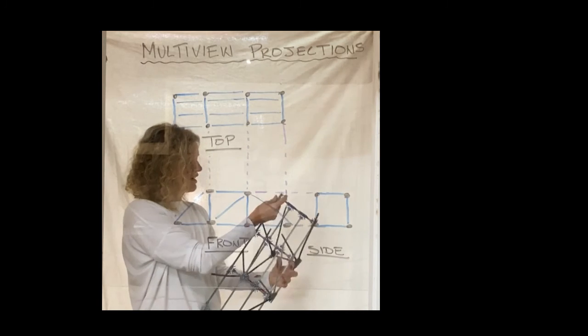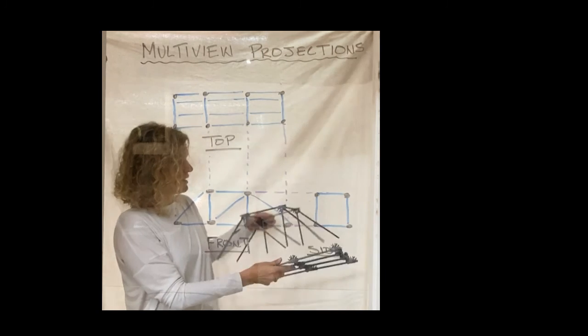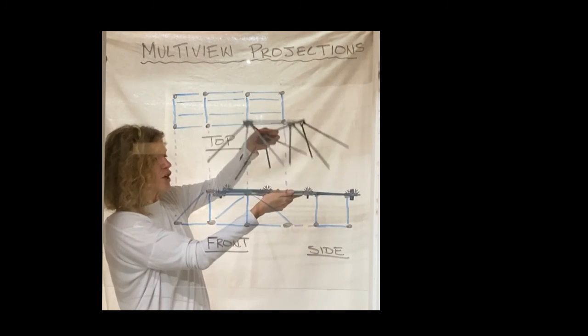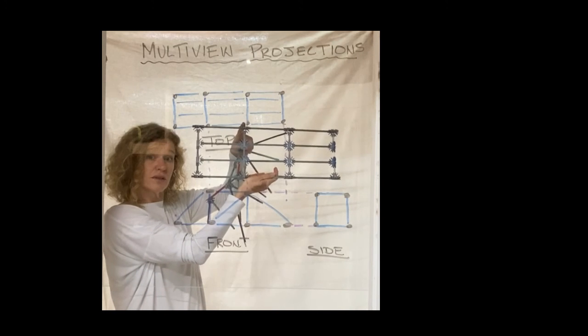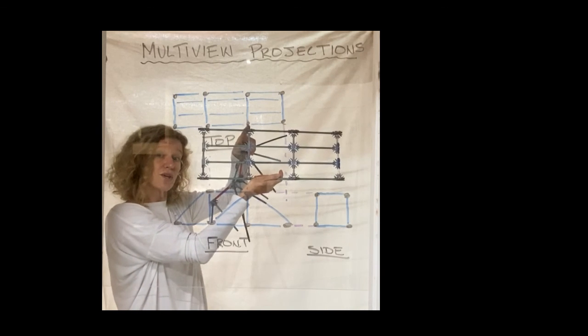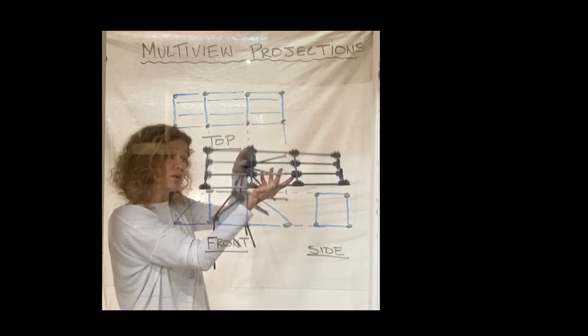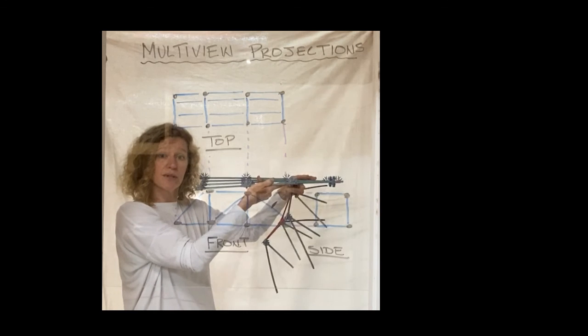But we would take off the top of our bridge, we'd remove that, and then we would have another top-down view with a notation that it's the top-down view of just the bottom members.